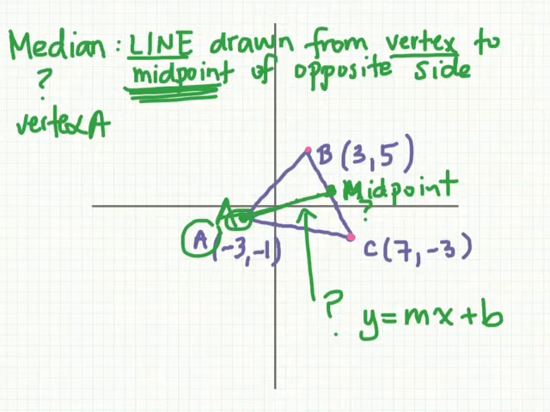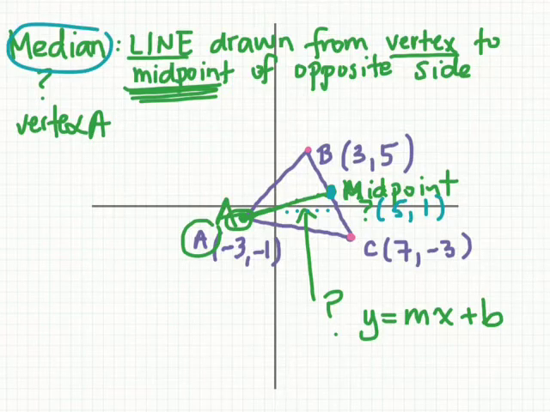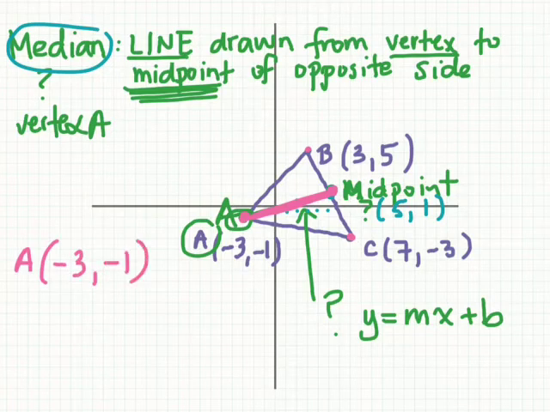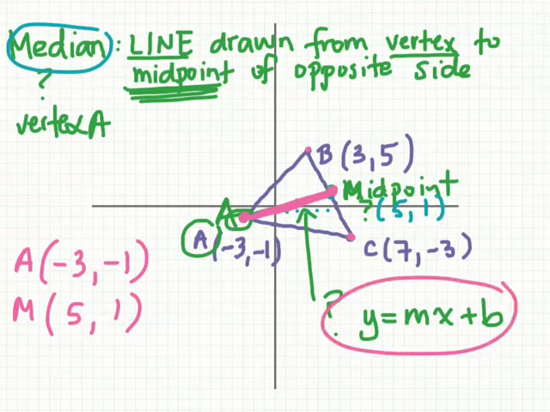Okay, so let's go back and right here, 1, 2, 3, 4, 5, 1. I drew it somewhat accurate. (5, 1) is the midpoint. The question says, find the median. Well, this is the median right here, right? This line. I know that the line goes from (-3, -1), so that's where it starts, and it ends at (5, 1). That's what we just figured out, right? I need to know what is the equation of that line.